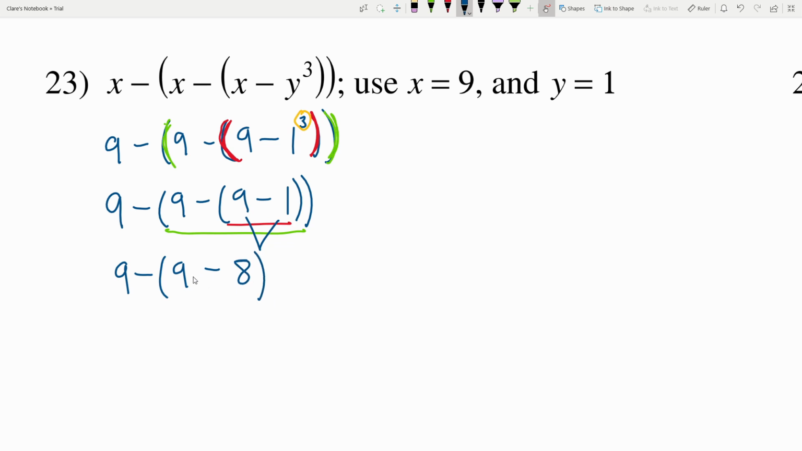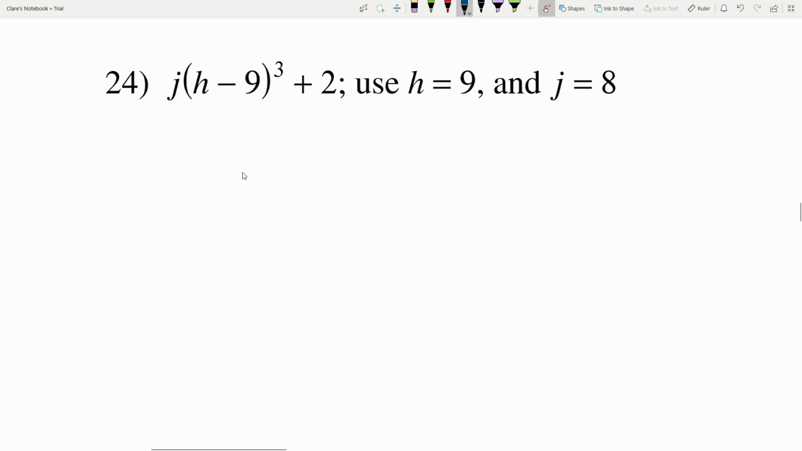So now, order of operations looks pretty easy from here on out because I just have one set of parentheses, so I'll do that next. 9 minus 8 is 1, so I have 9 minus 1, which equals 8. 8 is my solution in number 23.